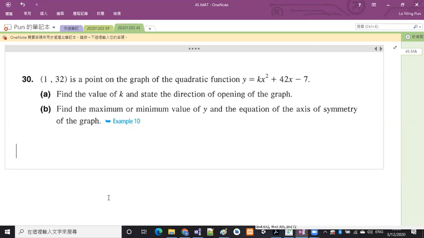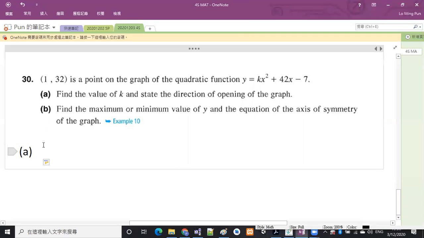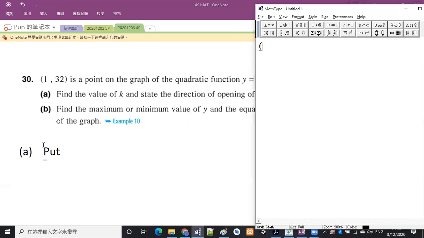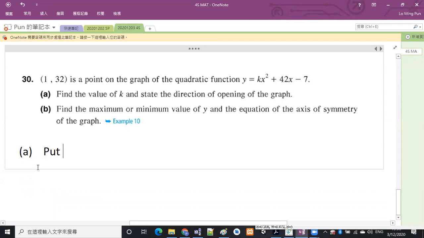Okay? So in question number 30, part A, that would be just put the point into the function or the equation.